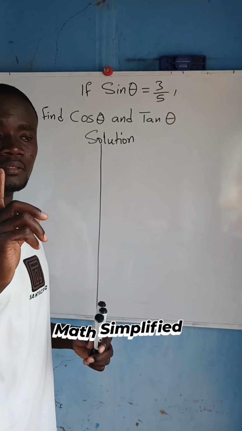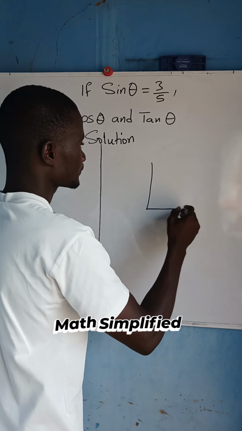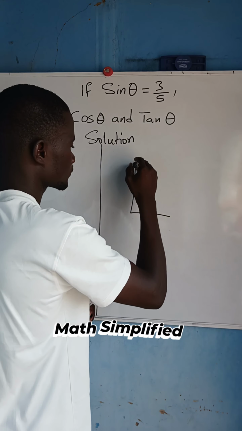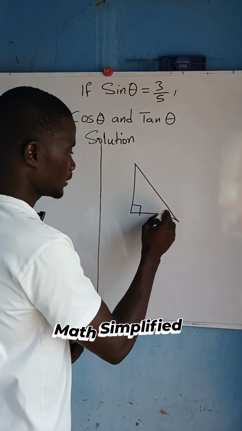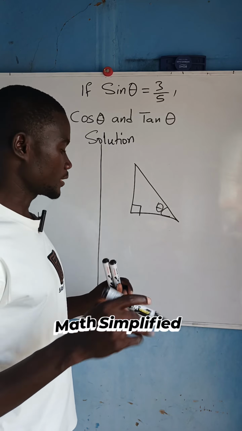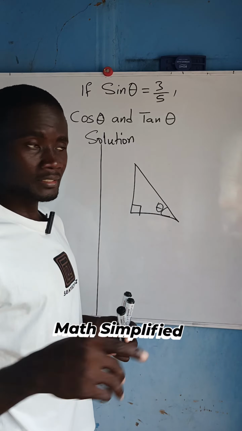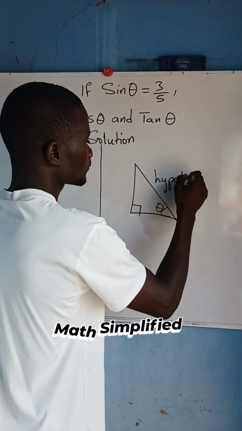Let's consider the right angle triangle. So this is a right angle triangle. Here is 90 degrees. Let's assume that here is our theta. Okay, after this, according to Pythagoras theorem, the longer side of the right angle triangle is the hypotenuse. So here is hypotenuse.